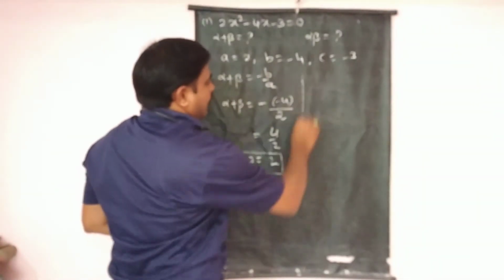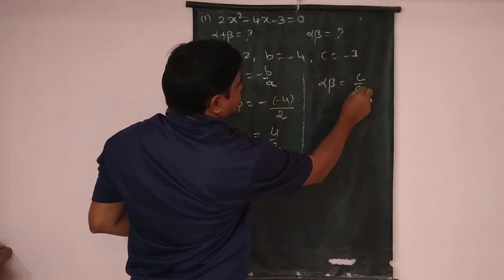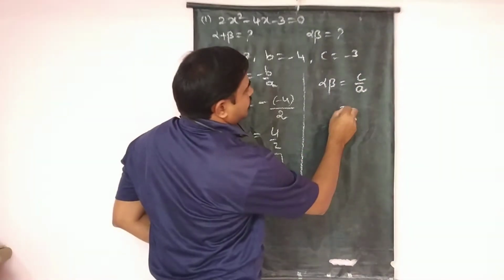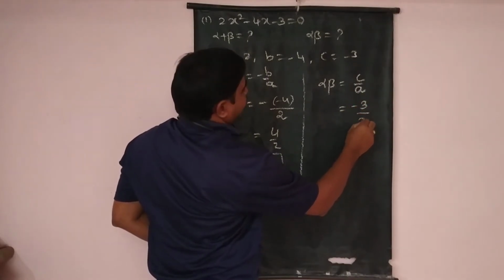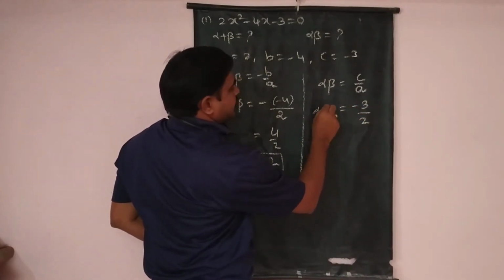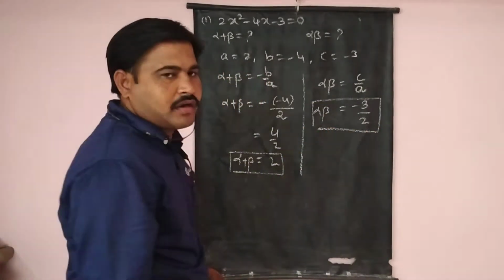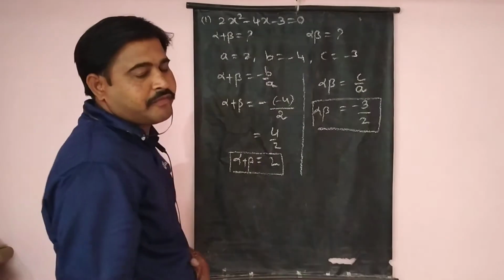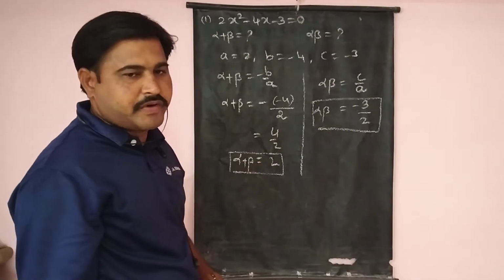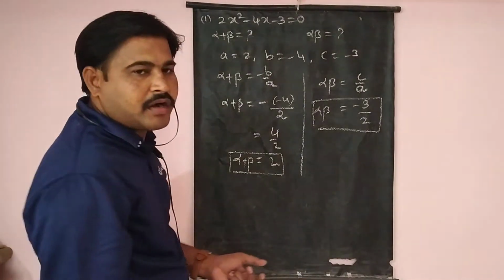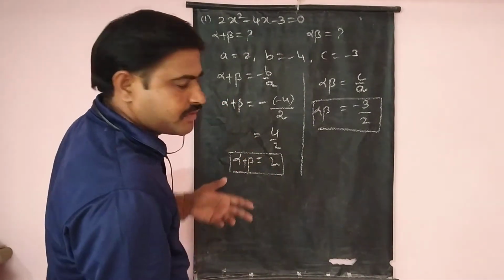And alpha into beta is equal to c by a. So c value is minus 3 divided by a value 2, minus 3 by 2. It is one of the problems belonging to finding the value of alpha plus beta and alpha into beta, when the roots alpha, beta of the quadratic equation are given.